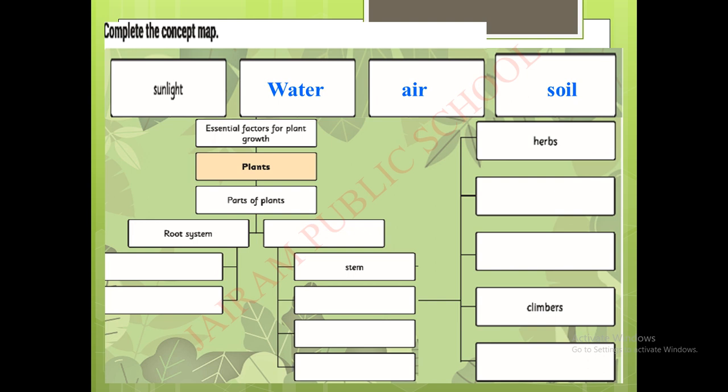So we divide the plants into two parts, isn't it? The part of the plant that is below the ground is called the root system and the part of the plant that grows above the soil is called the shoot system. In the root system we have two types. They are taproot and fibrous root. In the shoot system, the parts of the plants are stem, leaves, flowers, fruits. So these are the shoot system parts.